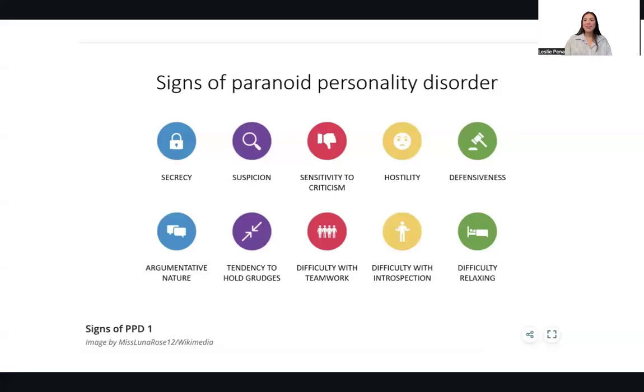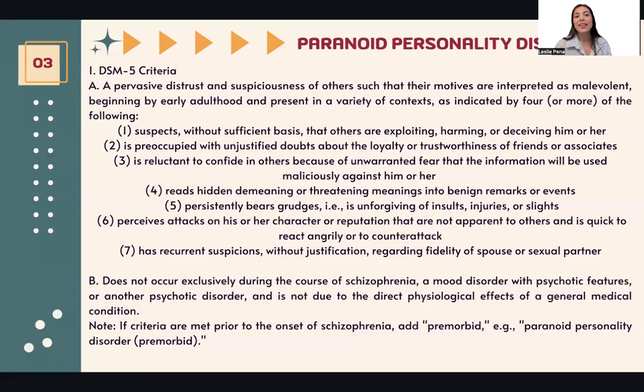Next, we have paranoid personality disorder. So paranoid personality disorder, think a little bit negative people, right? They have a lot of secrecy, suspicion, sensitivity to criticism, hostility, defensiveness, an argumentative nature, a tendency to hold grudges, difficulty with teamwork, difficulty with introspection, and difficulty relaxing. These are indicated by 4 or more of the following.